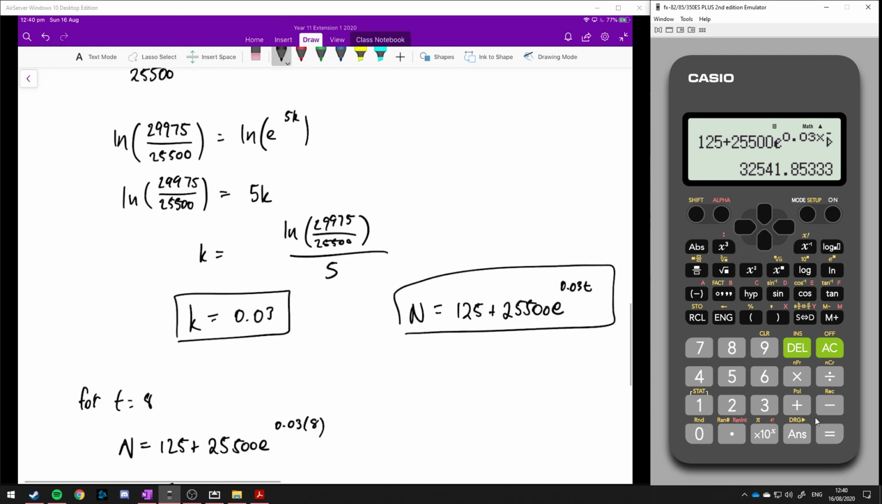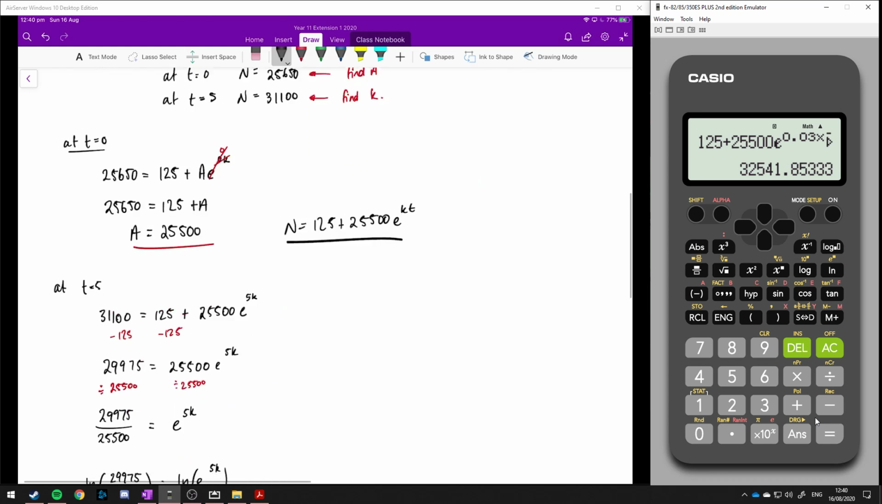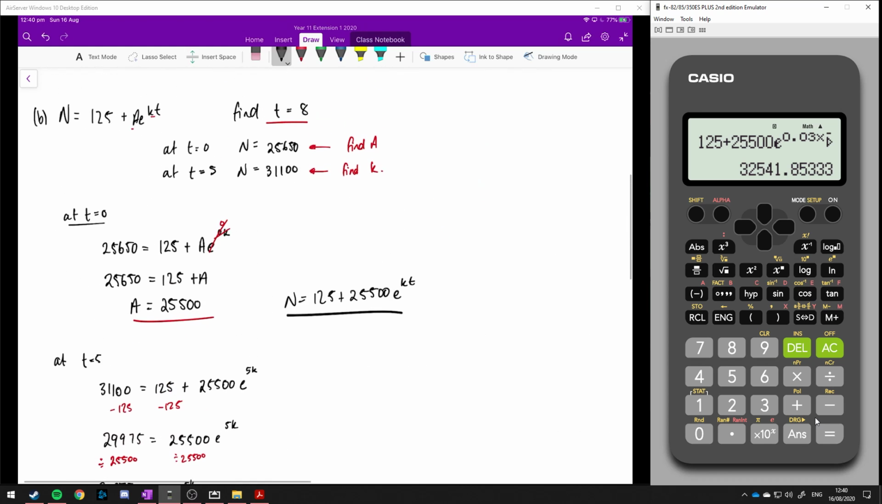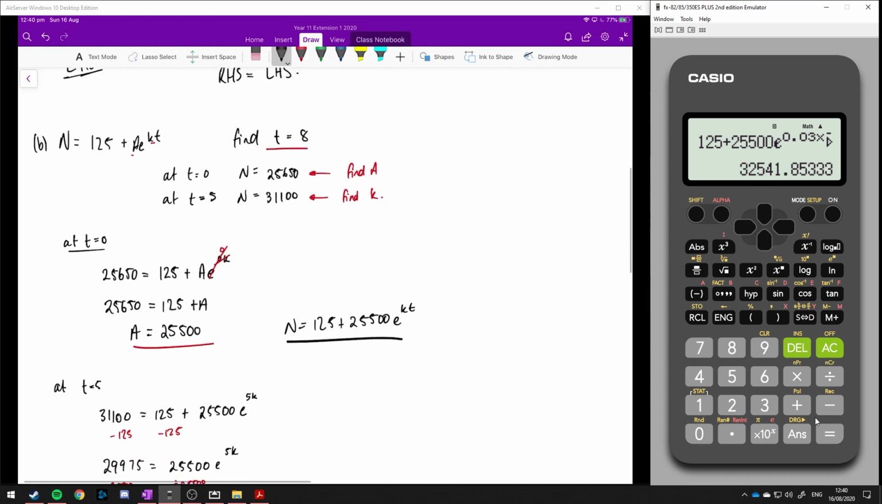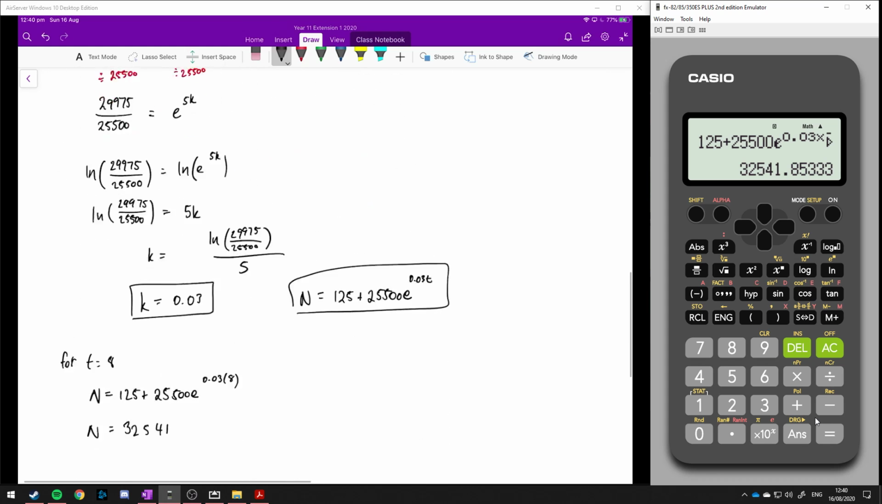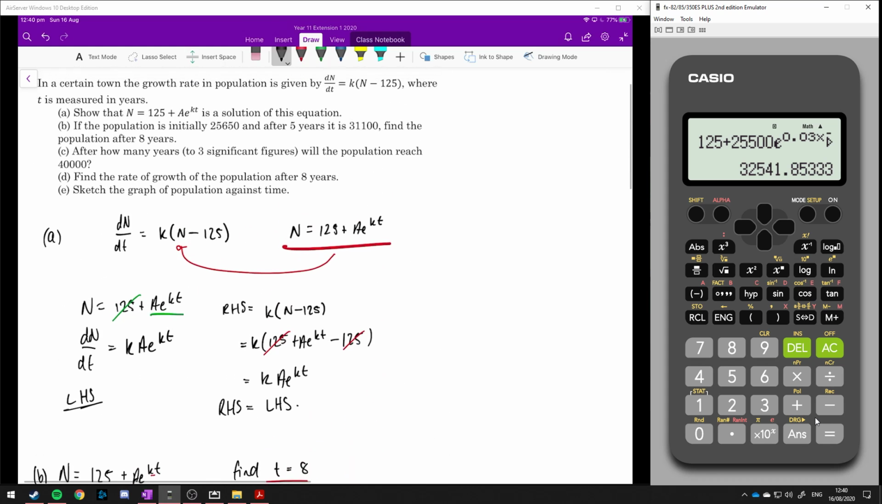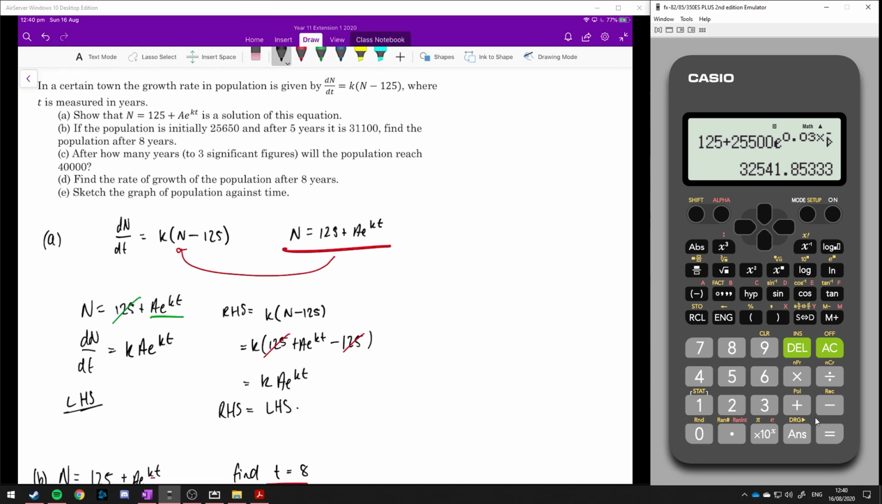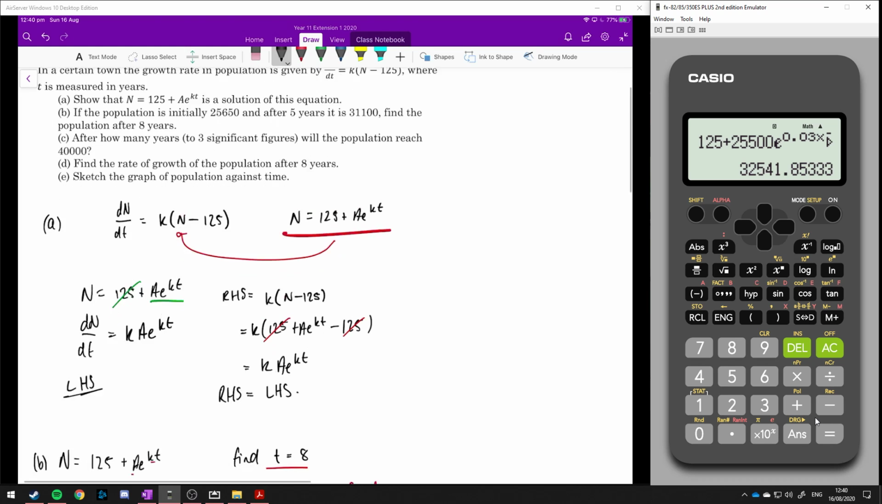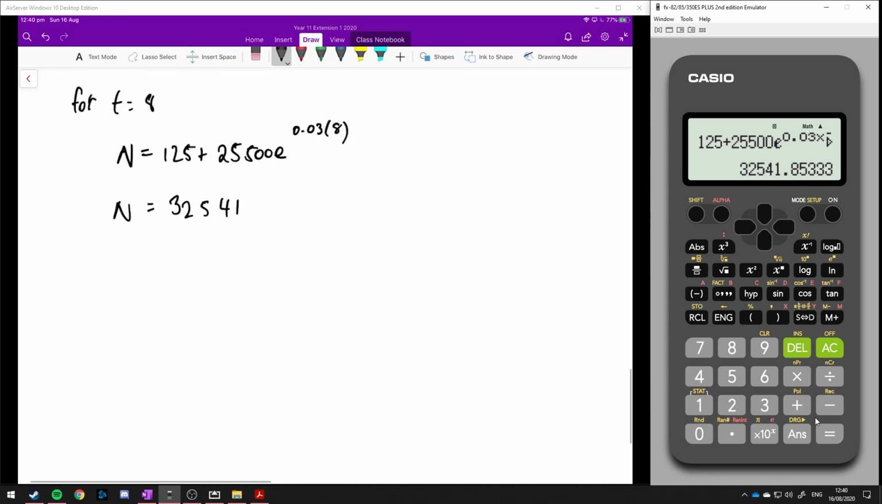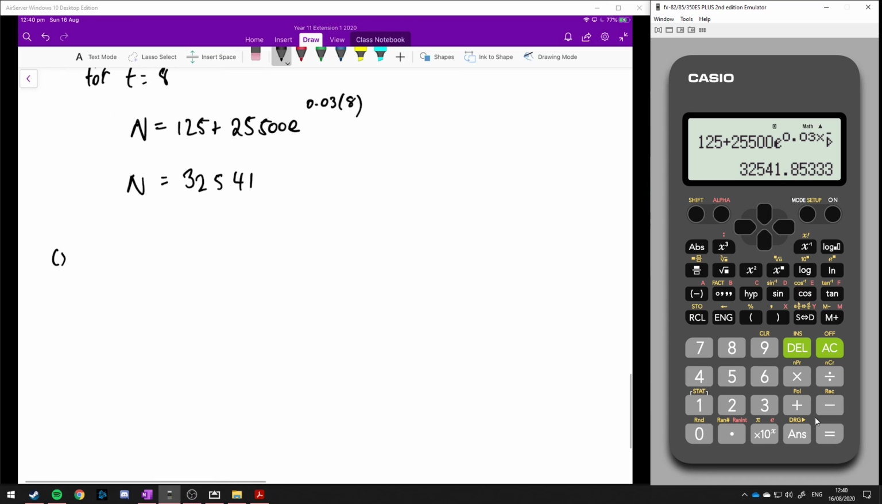So that's part B. It's a lot of working out for just one part, but we had to find the a and the k before we could find out what the value for n was. So it's a bit of work, but we get there in the end. After how many years to 3 significant figures will the population reach 40,000? So part C.